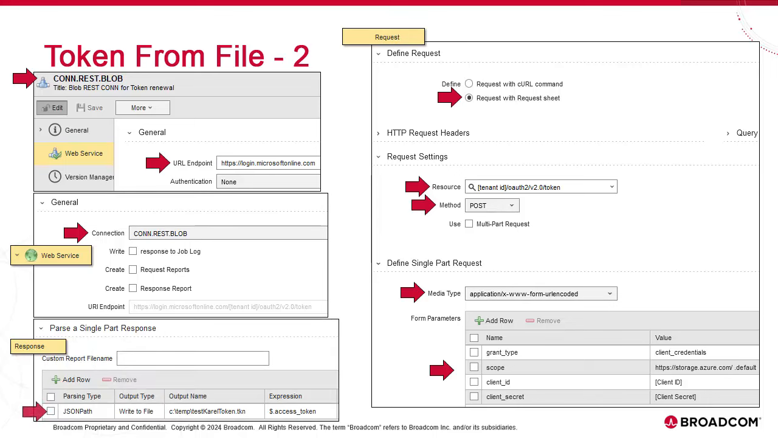The parsing type should be JSON path. You output to a file name and path, and this needs to be a match for the information you're going to specify in the Blob connection object under the token from file method, which we mentioned earlier. The expression should be access token. You save the job, schedule it alongside your Blob object at set frequencies, say 55 minutes, if your token is set to expire every hour. Automic will be requesting a new token continuously so that your Blob jobs can execute without any problems.